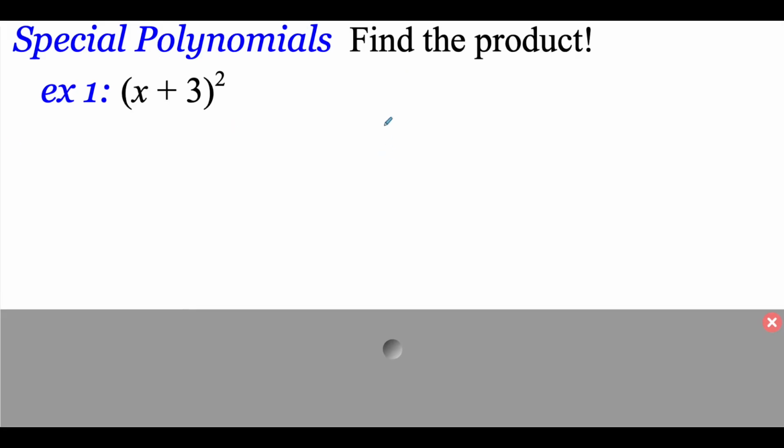So the way this is going to work, if we have some general binomial being squared with addition on the inside, the shortcut that we can take, if we have a plus b, we're going to go a squared plus 2 times a times b, and then we're going to add b squared onto the end. And then we would make any simplifications that we need to. So in this case, the x is the a value, and the 3 is the b value.